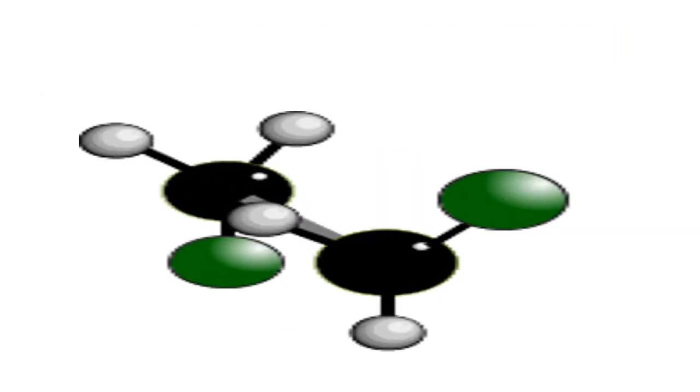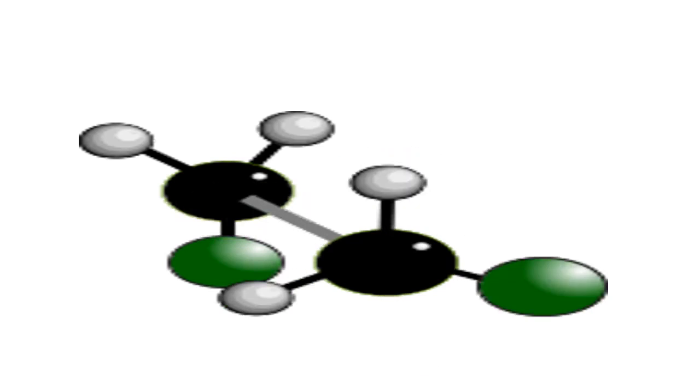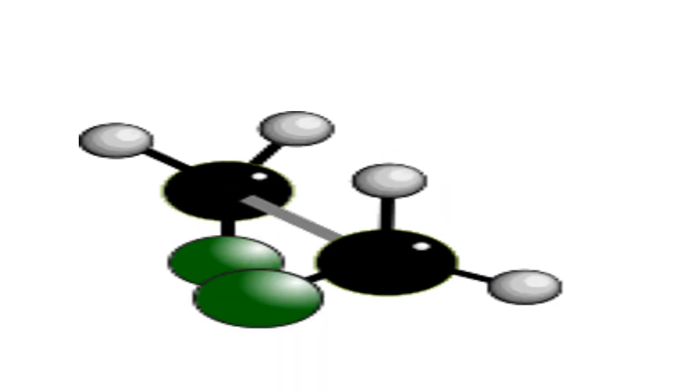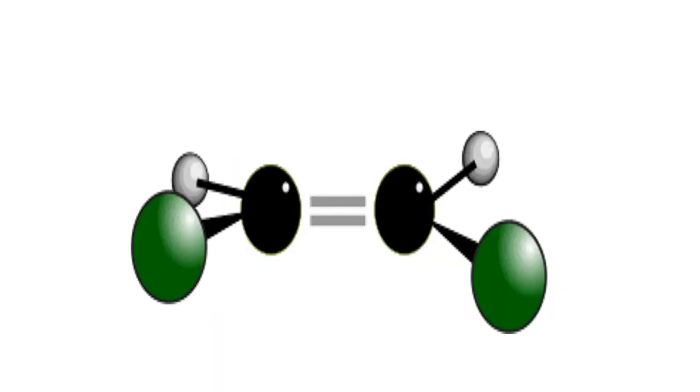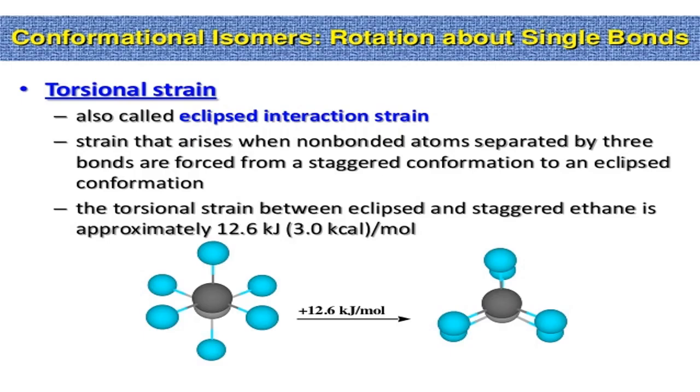You see once again, rotation of the one carbon with its three hydrogens while holding the other carbon, very beautifully. In the case of a double bond, it is very difficult, restricted. Right. So that tension is there, no? The tension of rotating one carbon with its three hydrogens while holding the other one, that tension is called what? Torsional strain. Also called eclipsed interaction strain. Strain that arises when non-bonded atoms separated by three bonds are forced from a staggered conformation to an eclipsed conformation.